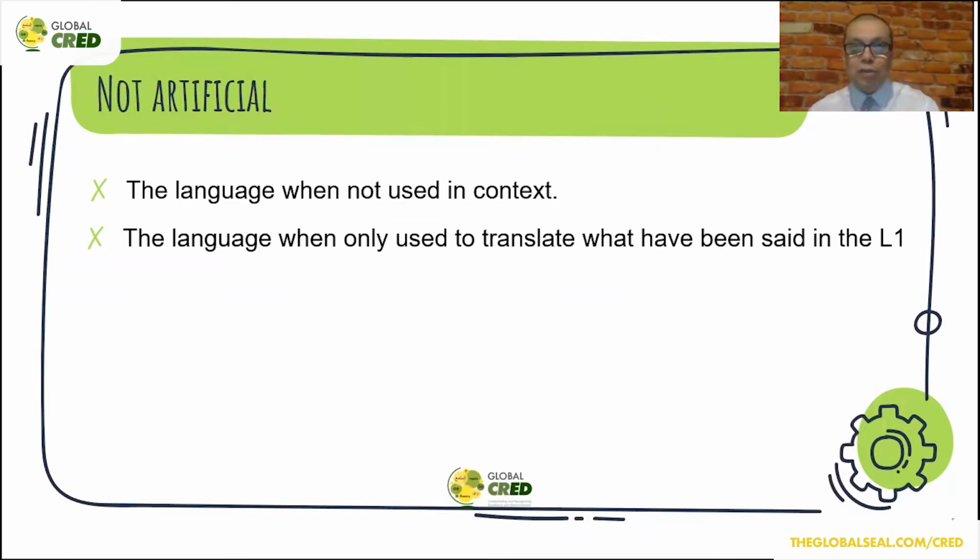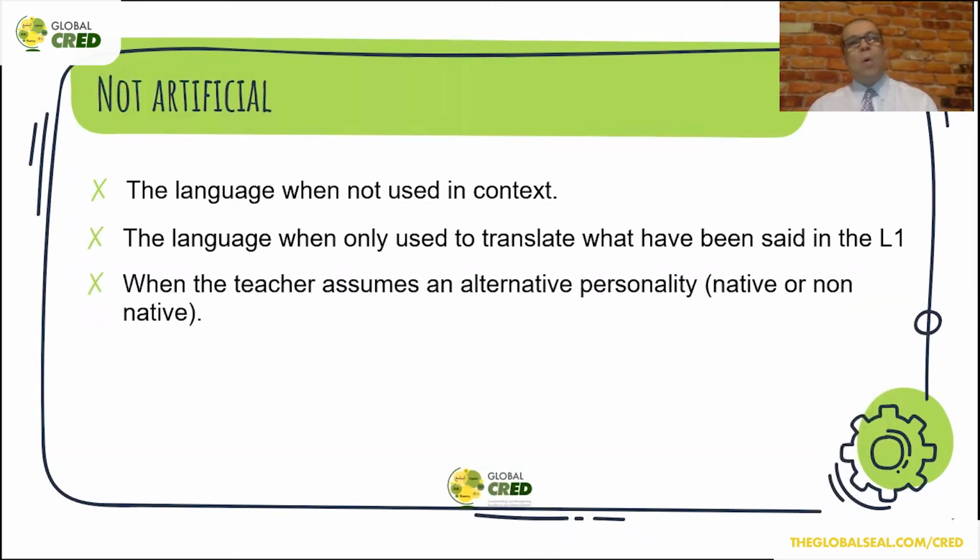That is artificial to our students, okay? What else? When the teacher assumes an alternative personality. See, it doesn't matter if the teacher is native or not native. Let's say the teacher loves to dress up in a specific way, in a very attractive way, and this is day after day after day. And the kids laugh, the kids seem to enjoy it, and the teacher thinks that the kids are enjoying that, so the teacher keeps doing the same.